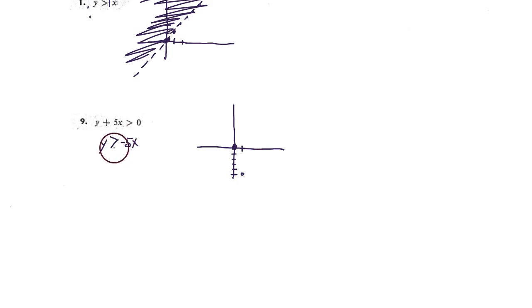Pay attention to that arrow before you draw your boundary. There's not an equals bar. So is it solid or dashed? Draw a dashed. This is a is greater than, so you want to be above the boundary when you shade.